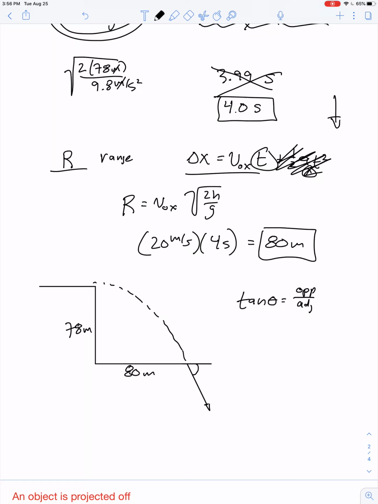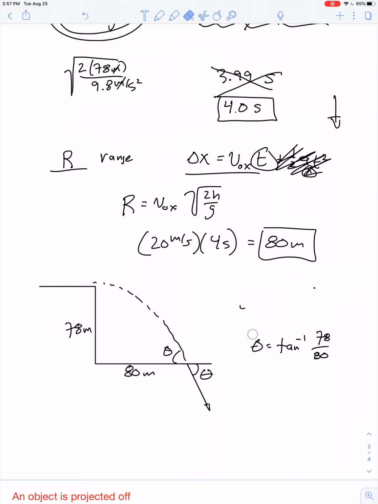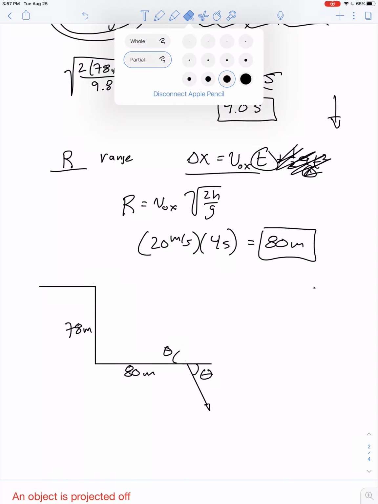So the mistake I see is thinking that you can use alternate interior angles and say, well, if that's theta, then that's theta, and then opposite is 78. So theta must be the inverse tangent of 78 over 80. No, that would be if the projectile didn't follow a parabola, but followed a path that was like this, right? We know this isn't the case.